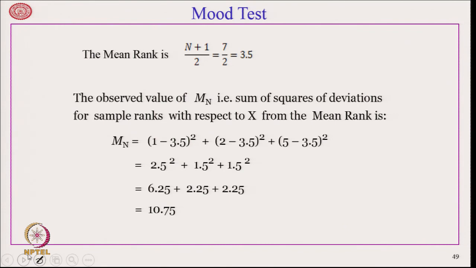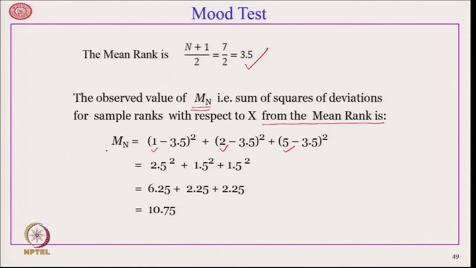Let us first apply the Mood test. What we are doing? First, we obtain the value of the mean rank, which we know is equal to (N plus 1) by 2, which is equal to 3.5. The observed value of the statistic M_N is going to be the sum of squares of deviations of the sample ranks with respect to X from the mean rank.